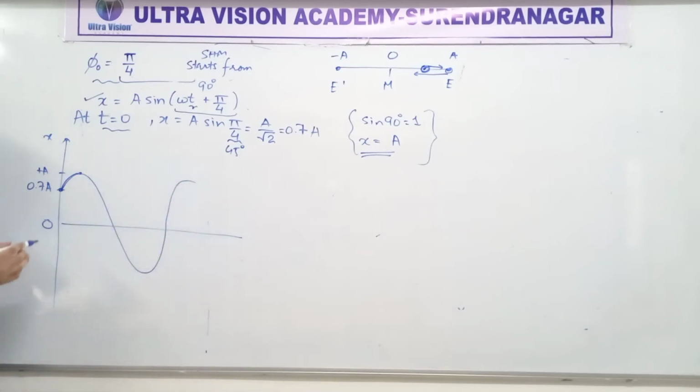But the key thing to understand is that this time will not be T by 4. Let me tell you that. This time will not be T by 4. In fact, this time will be T by 8. The reason is this graph is not the same as what we have drawn earlier. Earlier this was starting at 0. I hope you realize what I am saying. It's like this graph has been pulled to the left side. Okay?